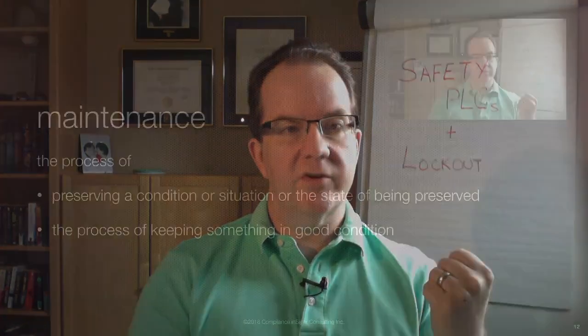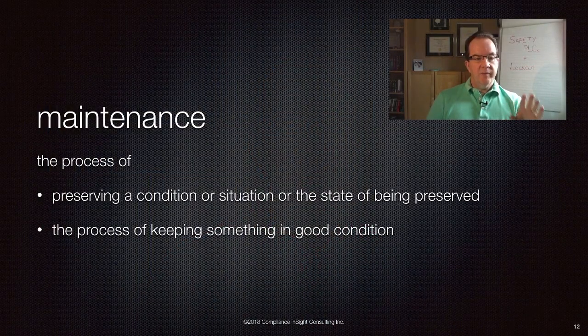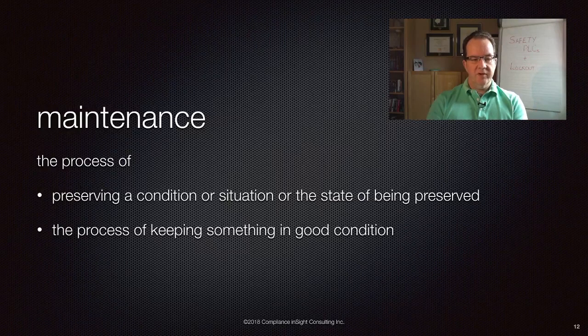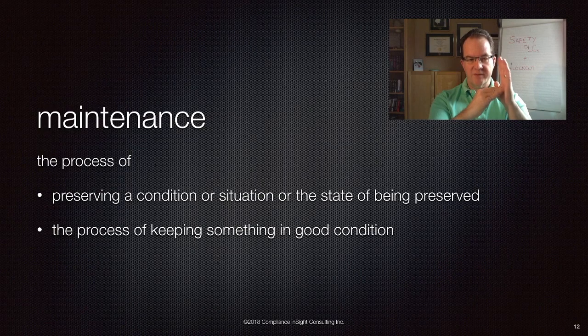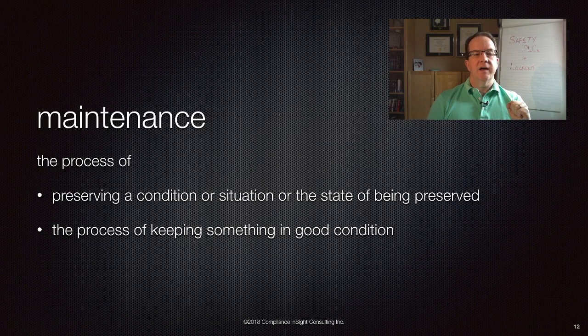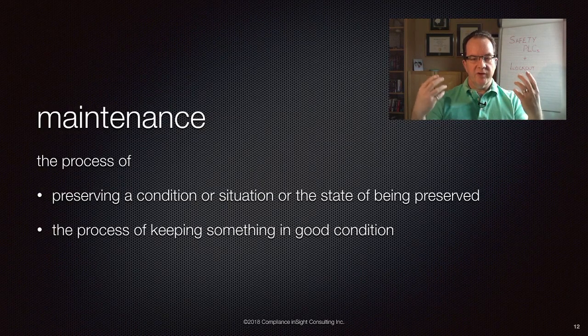So we have to go back to our dictionary for that and see what it happens to say. So let's look at the definition of maintenance. Maintenance is basically the process of preserving a condition or a situation, or the state of something being preserved, or it's the process of keeping something in good condition. And I think in industry, probably that second bullet is the most correct for what we're talking about. So keeping this in mind and keeping the definition of blocking in mind, remember we're trying to put an obstacle in the way of something, we need to carry those ideas forward as we read Z460 and the regulation.